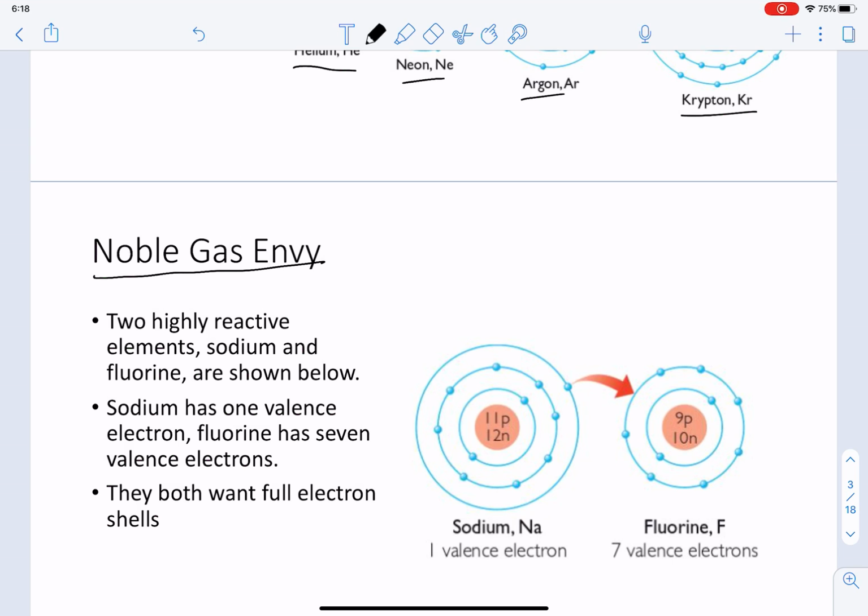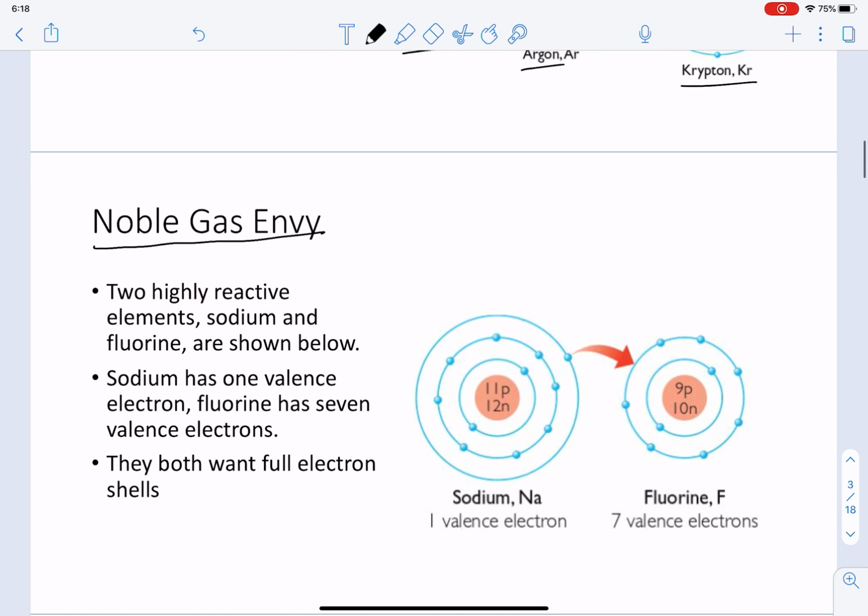So we take a look here at sodium and fluorine. Sodium is in group 1A. Fluorine is in group 7A. And we know based off the group number, that's how many valence electrons it has. So sodium only has 1 valence electron, fluorine has 7.